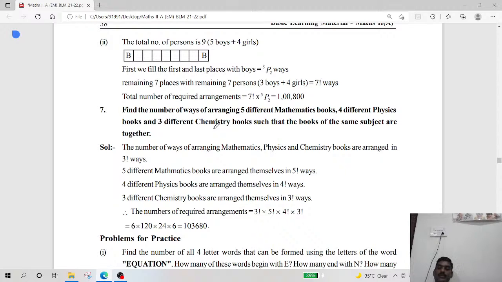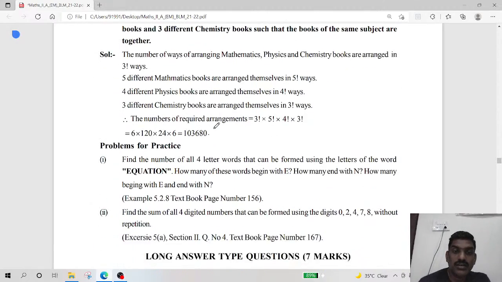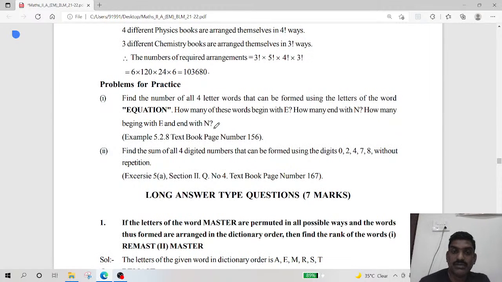And the next problems for practice. Find the number of all 4-letter words that can be formed using the letters of the word EQUATION. How many of these words begin with E, how many end with N, and how many begin with E and end with N? So in the first position E is fixed. Remaining 3 places are there.